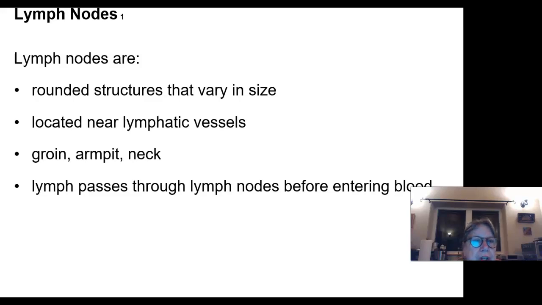So you have lymph nodes. They're round structures that vary in size. They're located near the lymphatic vessels. You find them more heavily in the groin, armpit, and the neck. And you felt the neck ones. The lymph passes through the lymph nodes before entering the blood.